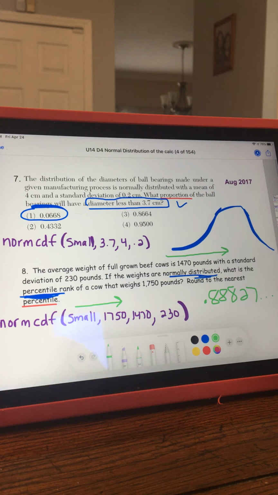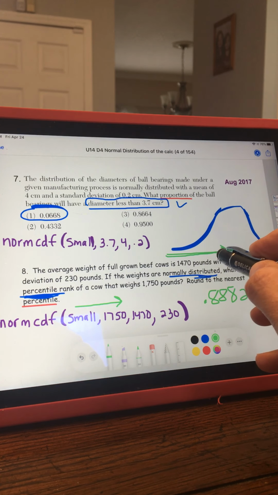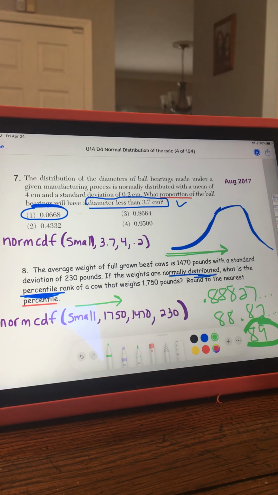We wind up with 0.88827, blah, blah, blah. Now, nearest percentile ranking. So that is a percentage still. You're adding up all those percentages to get that percentile ranking. And we get 88.82, blah, blah, blah. And if we're doing to the nearest percentile ranking, that would be 89. So the 89th percentile ranking. So what does that tell me about that cow? He's pretty darn fat. If we would line all the cows up, he would be number 89, and 100 would be the fattest cow.